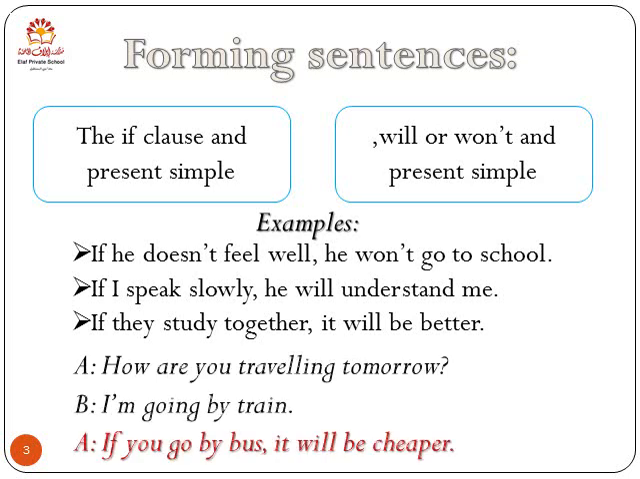Now here I have a conversation. A says, "How are you traveling tomorrow?" B, "I'm going by train." A says, "If you go by bus, it will be cheaper." So he might travel by train, but it's possible if you go by bus, it will be cheaper.